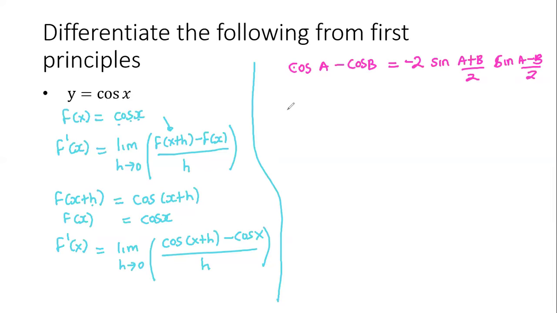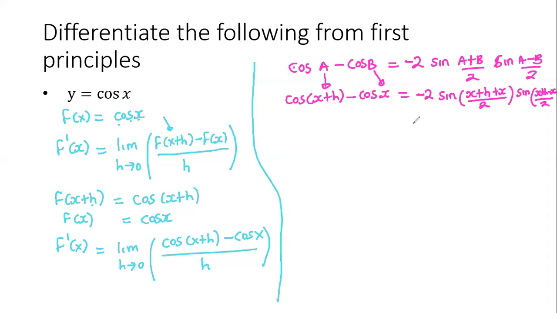Now, when you reach here, you notice that you had your cos of x plus h minus cos of x. So that means that your A is x plus h, your B is x. So you just substitute A and B. So members, we shall have negative 2 sine of (x plus h plus x), everything out of 2, sine of (x plus h minus x), everything out of 2.